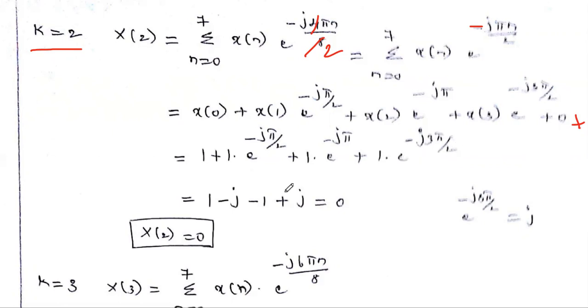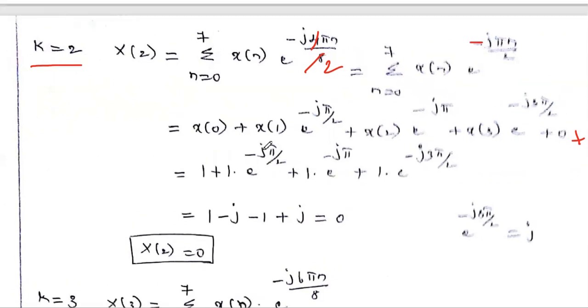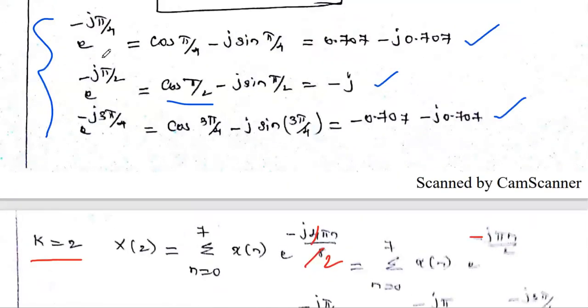Now we have to calculate the values of e power minus j pi by 2, e power minus j pi, and e power minus j 3 pi by 2. We already calculated e power minus j pi by 2. You see e power minus j pi by 2, the answer is minus j.